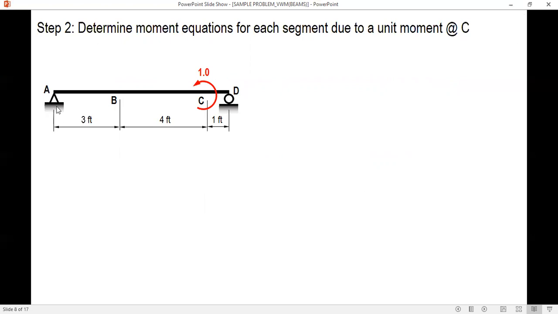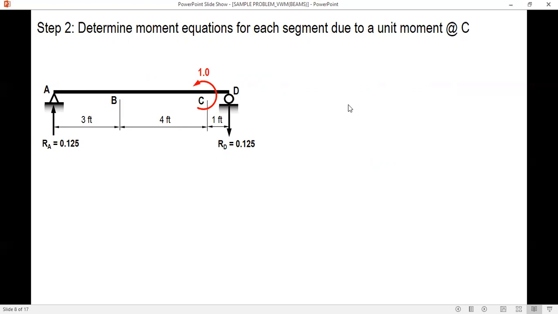Okay. So again, we solve for the reaction. When we sum up moment at A, 1 is counterclockwise. Therefore, the moment of the reaction at D is clockwise. So if clockwise, downward. And the value is the moment 1 divided by 8, so 1 over 8 or 0.125. And when you sum up forces in the vertical, balance it. Downward, so upward 0.125.